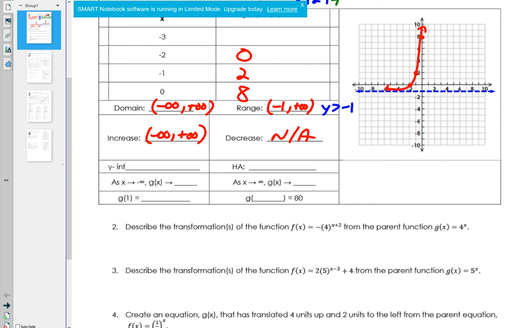Where's the y-intercept? Where am I crossing the y-axis? At 8, good. If you put 8, that's fine. If you put 0, even better. What do you think HA stands for? Horizontal asymptote.